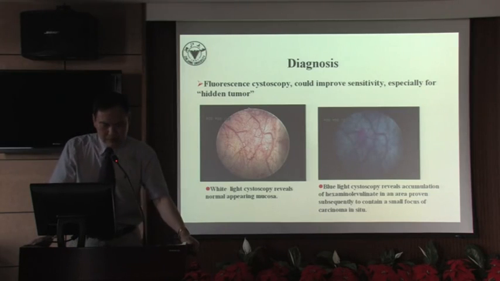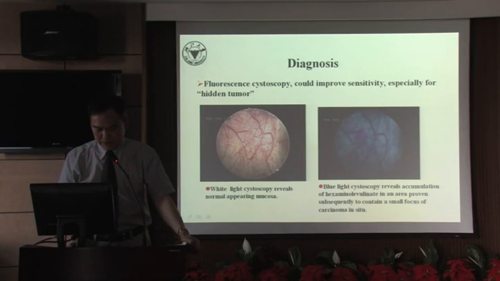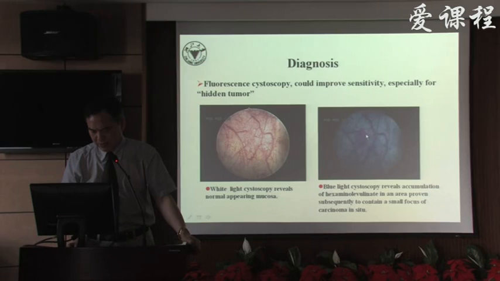And fluorescent cystoscopy can improve sensitivity, especially for hidden tumors. Look at the picture on the left and on the right. The left picture shows white light cystoscopy reveals normal appearing mucosa. But if you change to blue light cystoscopy, it can reveal the accumulation of hexaminolevulinate in an area proven subsequently to contain a small focus of carcinoma in situ.